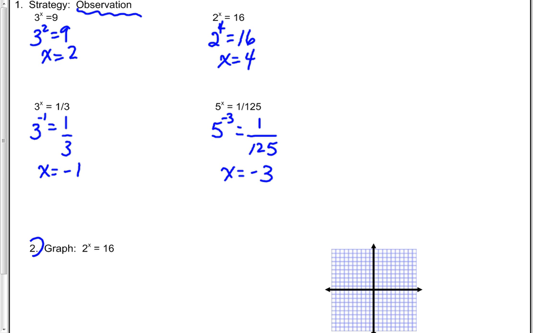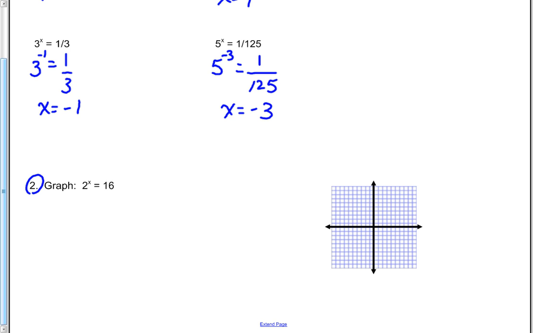Second, you can get these solutions from a graph. 2 to the x. So I'm going to graph y equals 2 to the x. Always has a y-intercept of 1. To the left, I'm approaching the asymptote. To the right, things double. When is that thing equal to 16? Well, it appears when x is 4.